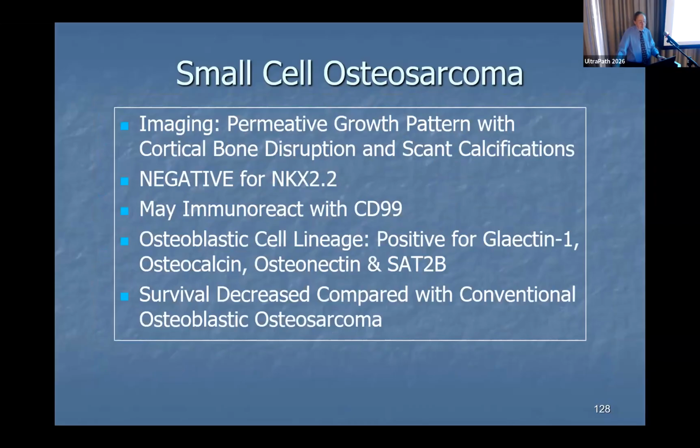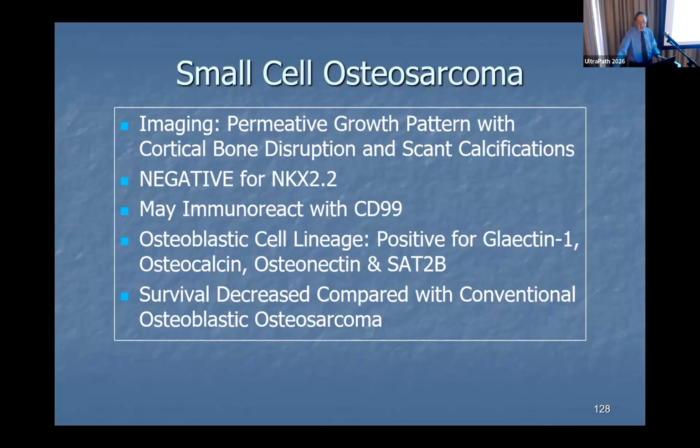This tumor follows the pattern that you see with osteosarcoma, a permeative growth pattern with cortical bone that was disrupted. We really didn't see calcifications, based upon the tissue that we have after looking at many of the areas. It's named for NKX2.2. NKX2.2 nuclear staining is fairly common with Ewing sarcoma. It can be seen in EWS-FLI1 and EWS-ERG types of translocations with Ewing sarcoma.